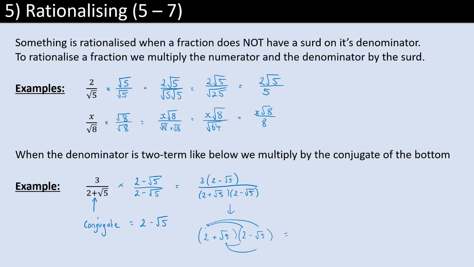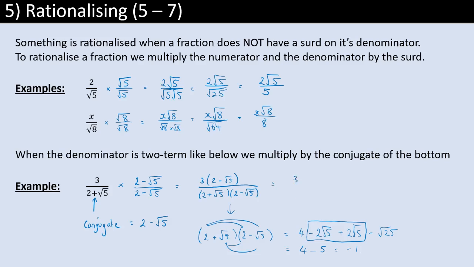So what's this going to be? This is going to be 2 times 2, 2 times negative root 5, which is negative 2 root 5, root 5 times 2, which is 2 root 5, and then root 5 times negative root 5, which is negative root 25. These two bits are going to cancel each other out. Because if you have negative 2 of something and then you add 2 of something, you end up with 0. We're going to have 4 take away root 25, which is 5, is negative 1.